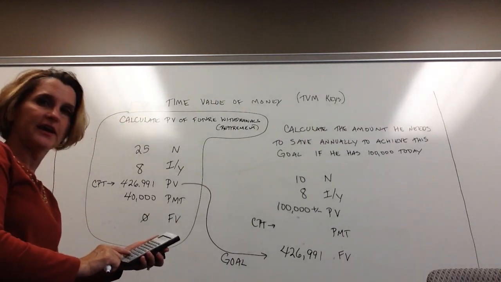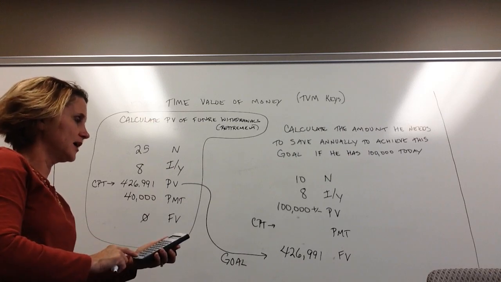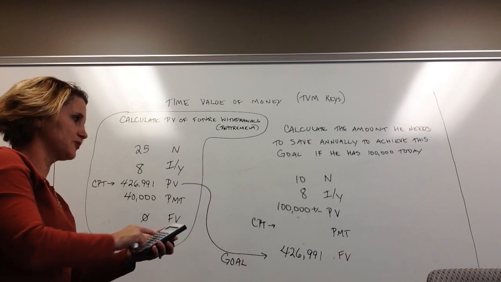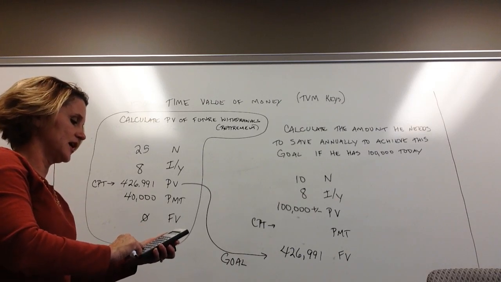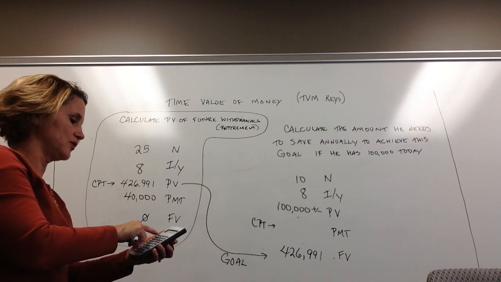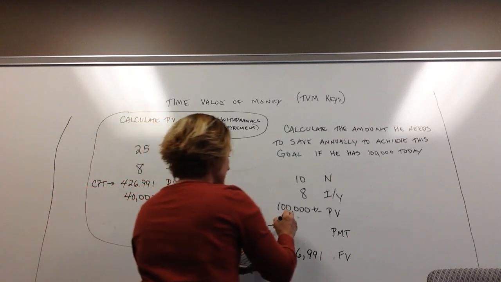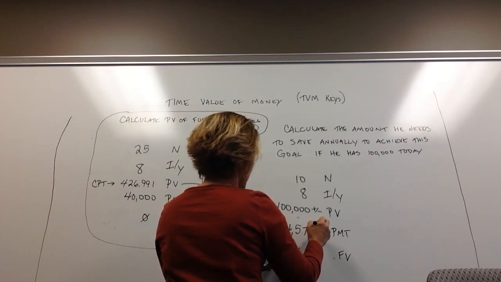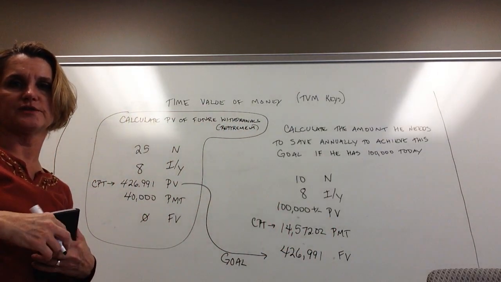So coming back to the calculators, 10 is our N, 8 is the I/Y, $100,000, make that negative, is our present value. $426,991 is our future value, and then compute the payment. So he would need to save $14,572.02 every year to achieve his goals.